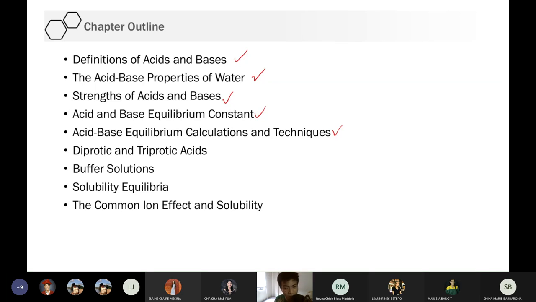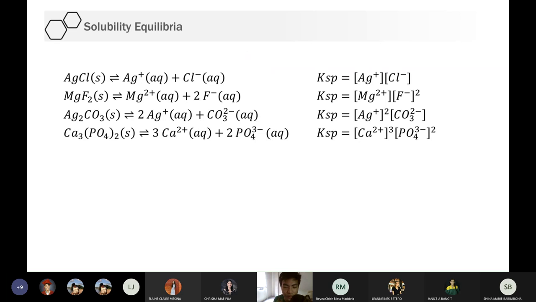Okay. So I believe you have an idea about this already kasi na-discuss na rin to partially in your lecture. So let's talk about solubility equilibria. Given the following equations, what can we observe? So what can we observe here is that all the reactants are precipitates, no? Silver chloride is a precipitate, magnesium fluoride, precipitate din yan. Silver carbonate, precipitate din yan. Calcium phosphate, that is also another precipitate, no?